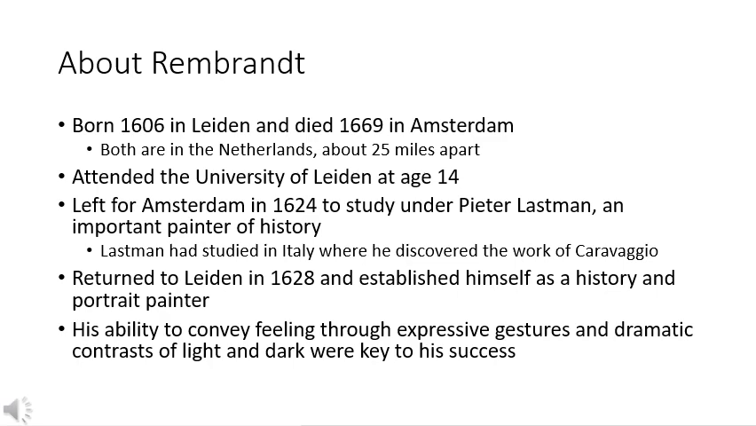Rembrandt lived in the Netherlands between 1606 and 1669. He studied under Peter Lastman, who introduced him to the work of Caravaggio. Rembrandt established himself as a history and portrait painter. His ability to convey feeling through expressive gestures and the dramatic contrasts of light and dark were key to his success.